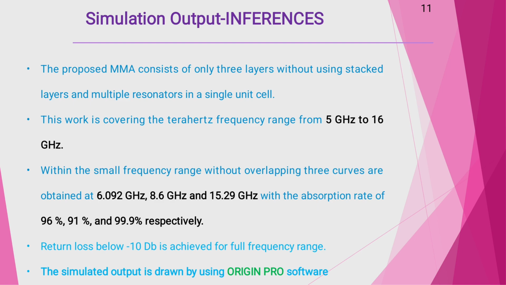Our main objective is to design the absorber without using multiple layers or multiple resonators in a single unit cell. We achieved this because we are using only 3 layers: 2 copper layers and 1 FR4 layer. But in the literature survey, authors mostly used many layers. By using 3 layers, we achieved 3 different bands between 5 and 16 gigahertz, with an average absorption rate of 99% and return loss below minus 10 dB. All the graphs are drawn using Origin Pro software.